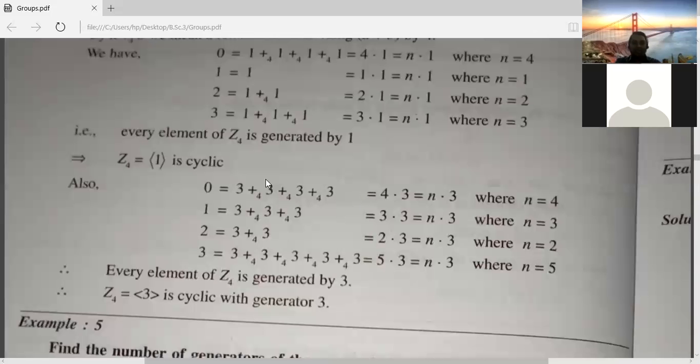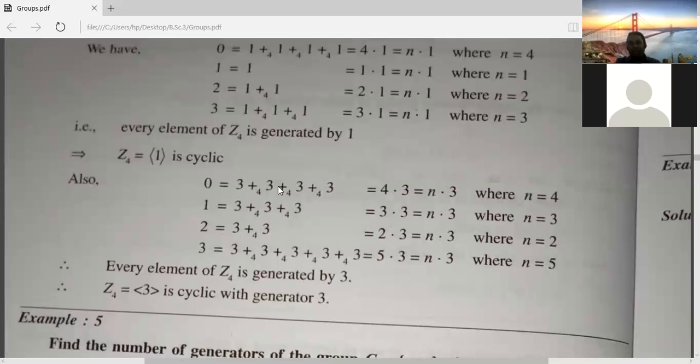Now here if you take 3 and repeat: 3 plus 3 is 6, if you divide by 4 we get 2 as the remainder. Again you add 3, 3 plus 3 plus 3 means you get 9. If you divide by 4 the remainder is 1, which is not equal to 0. Now again we add 3, 3 plus 3 plus 3 plus 3 means you get 12. 12 divided by 4 gives 0.